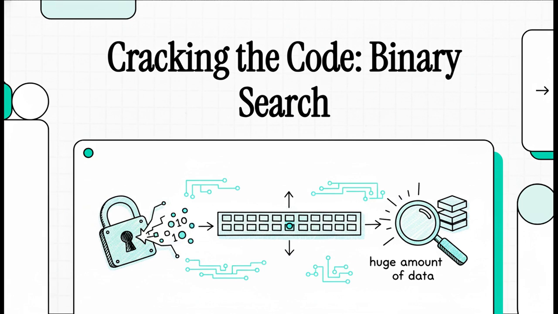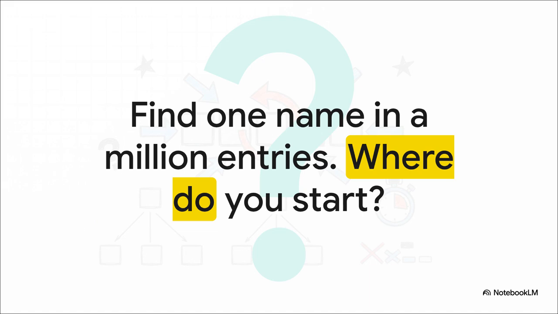So, let's dive in. So picture this. You've got a phone book, an actual physical phone book, and it's got a million names in it. You need to find Smith. What's your first move? Are you really going to start at page 1 with Aaron and just flip every single page one after another? I mean, that could literally take all day. This is the exact kind of problem that search algorithms were born to solve.